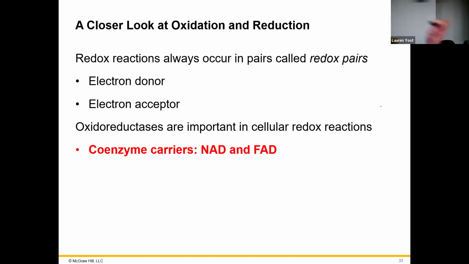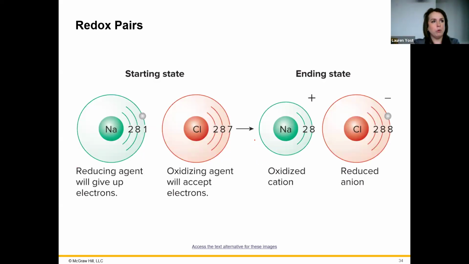That electron doesn't go into the ether. Never forget that. The electron has to go somewhere in the end. That's very important when we get into aerobic respiration. So these oxidoreductases, those enzymes that are involved in this, they're usually going to be interacting with those coenzyme carriers, NAD and FAD. They're carrying our electrons. They're going to take those on and move to the next step.